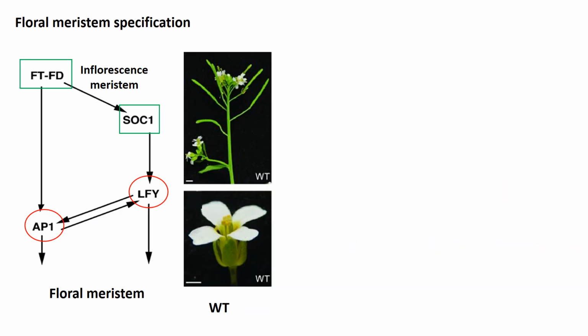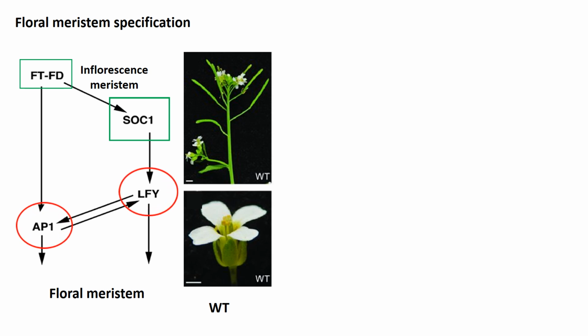FT and SOC1 are involved in the specification of the floral meristem on the flanks of the inflorescence axis. The genes specifying floral meristems include a plant-specific helix-turn-helix transcription factor LEAFY and a MADS-box transcription factor Apetala-1. SOC1 binds to the LEAFY promoter and activates its expression, while AP1 expression is activated by LEAFY along with the FT-FD complex. Both LEAFY and AP1 activate genes involved in floral meristem formation and repress the flowering induction genes, thus maintaining the fate of the floral meristem.